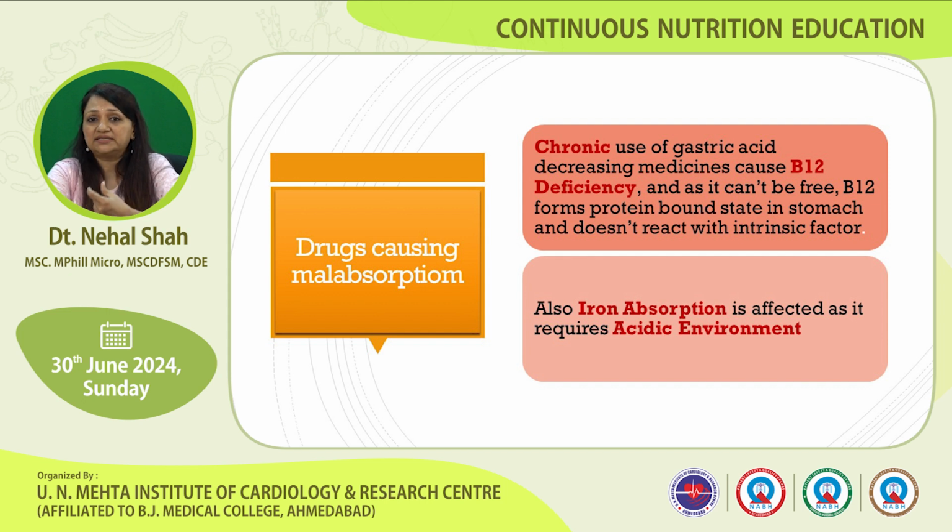But in case of gastric acid reducing medicines, gastric acid is not properly made, so vitamin B12 is not freed. So it can't be free and it forms a protein bound state in the stomach and doesn't react with the intrinsic factor, thus causing the deficiency of vitamin B12. Also, as many of them might be knowing, iron absorption is improved by vitamin C or the acid in the stomach. If acid is reduced, iron absorption of the food may not be done completely, thus causing iron deficiency too.